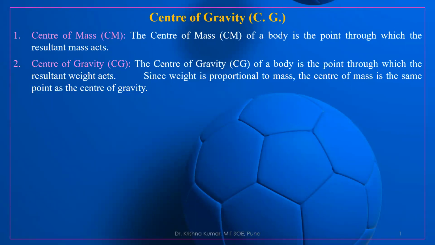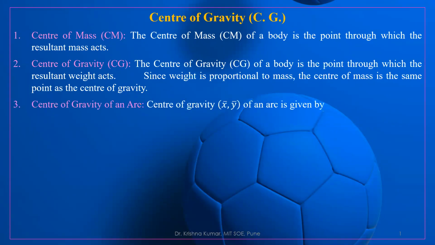The next thing is how to find the center of gravity. We have three types of bodies. One is only a curve in one dimension. Second is the plane lamina or area, and third is the solid or the volume. So how do we find the center of gravity of a curve, an area, and a solid? Let us first see the center of gravity of an arc.